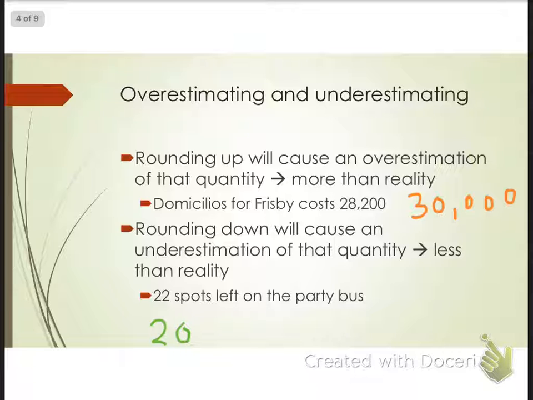Now, this is important sometimes. For example, with our delivery example, it's okay to overestimate where you have more money than you need. But if I were to round down instead, let's say I rounded down to 28,000, that would probably not be so good. I wouldn't have enough money. In the second example, if I were trying to invite people to my party bus and I overestimated, that might be a problem. I might invite too many people, whereas rounding down in that case would be safer. I know I'd still have spots left.